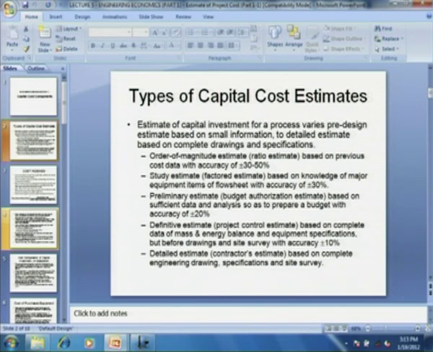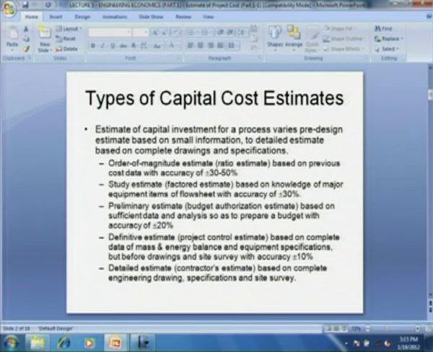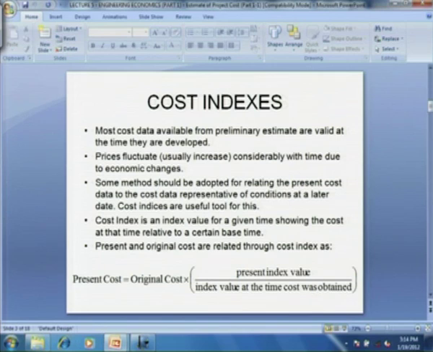Then the preliminary estimate, also known as budget authorization estimate. This is based on sufficient data and analysis so as to prepare a budget with accuracy of plus minus 20%. Then the definitive estimate, also known as project control estimate. This is based on complete data of mass and energy balance and equipment specification, but before the actual drawings and site survey are done. This is with accuracy of plus minus 10%. Then the detailed estimate, also known as contractor estimate, based on the complete engineering drawing, specification and the site survey, what are known as the cost indices.